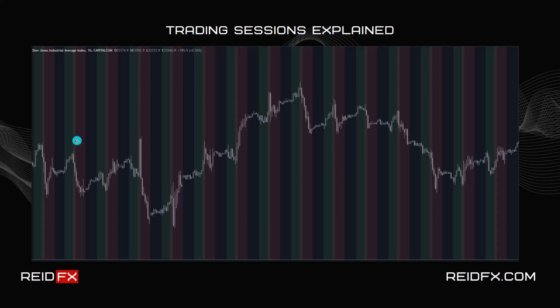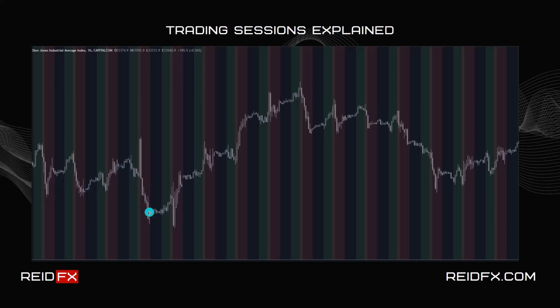So how can we use sessions? How are sessions helpful for traders? Well, as I mentioned, the Asian session, which is the black stripes, not much is going on. They tend to be sideways in a range. So if we just look at this one, you can see it's very, very sideways. This one we get a little bit of movement, it moved up slightly.